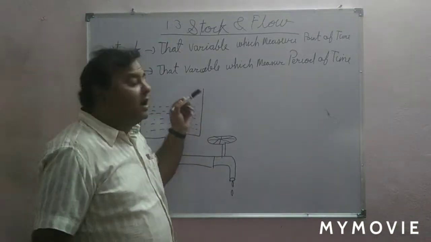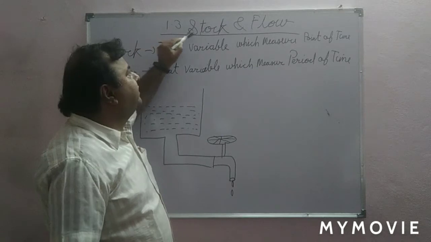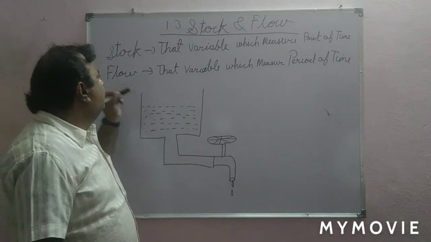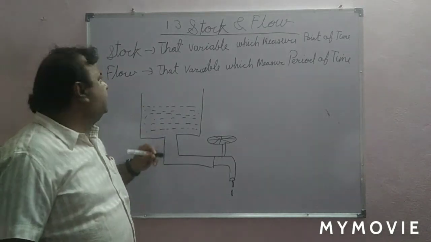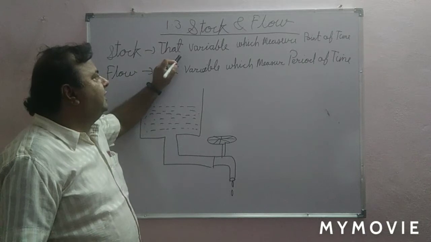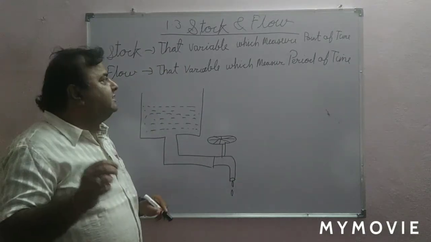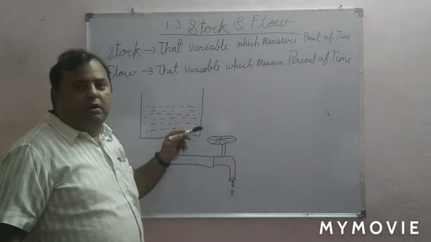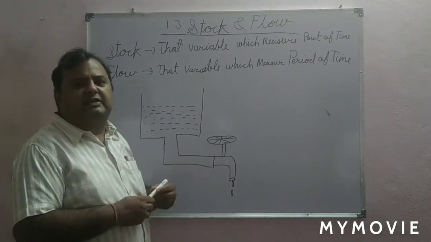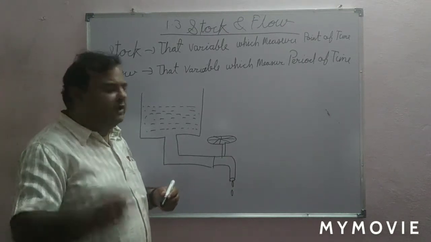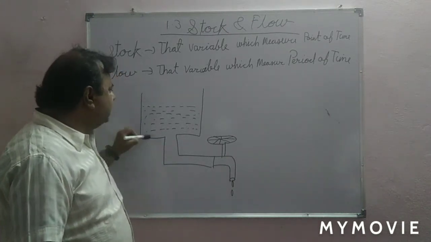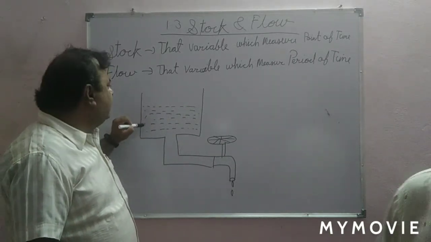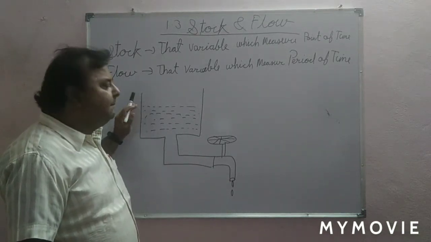Now our third topic is 1.3, stock and flow. Stock and flow are two tools which we use for calculating national income. Stock is the variable which is measured at a point of time, and flow is the variable which is measured over a period of time. We took a very easy example for understanding stock and flow. It is a water tank in our houses, and it has a quantity of water. We call it the stock of water. It's a point of time.